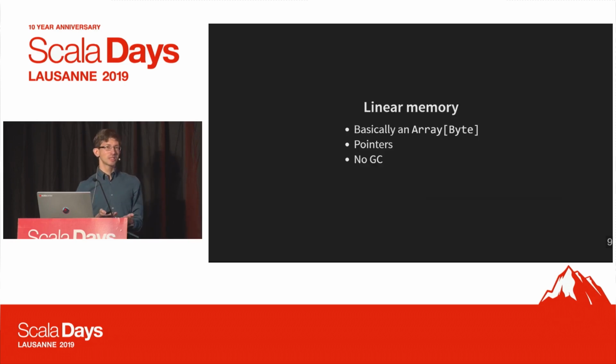So basically, this is what you have in WebAssembly. You have a linear memory model, kind of what you would get in C, basically. The memory is one giant array of bytes. And you can have pointers into that array, which are basically indices into the array. And there is absolutely no GC. Okay, so this is what you get with WebAssembly right now.